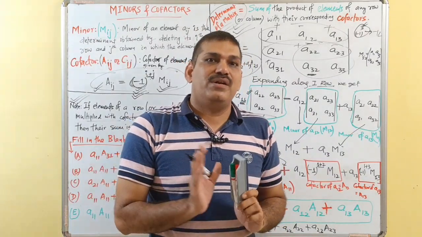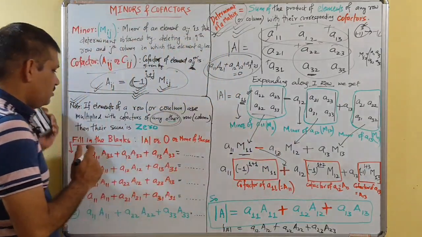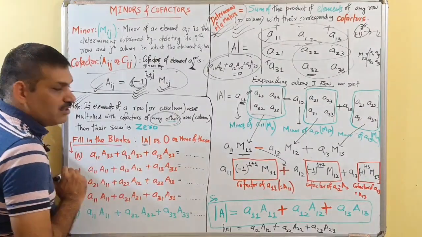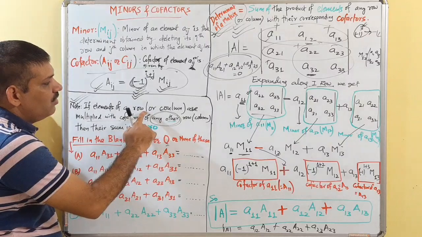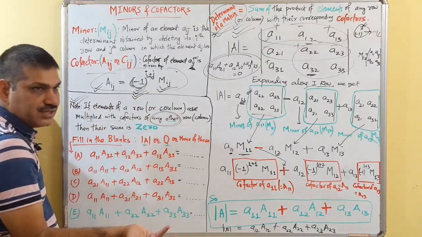In most competitive exams, it has been asked. This is the question. We have to fill in the blanks. The value of this expression will be either the determinant of A or 0, because if we take a row and multiply it by the cofactors of another row, we are going to get 0.